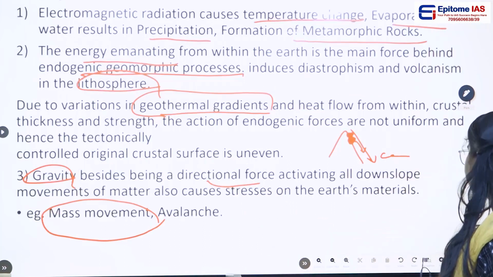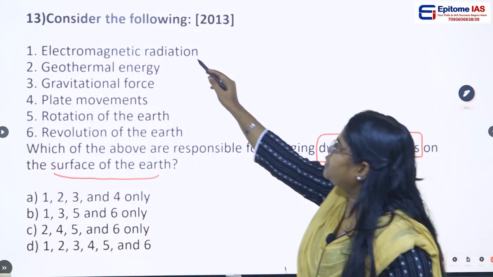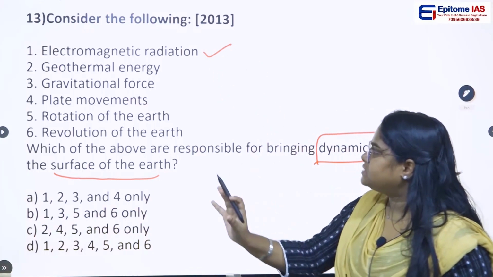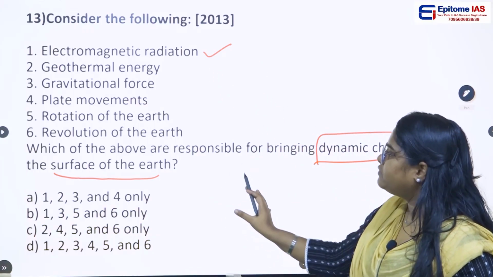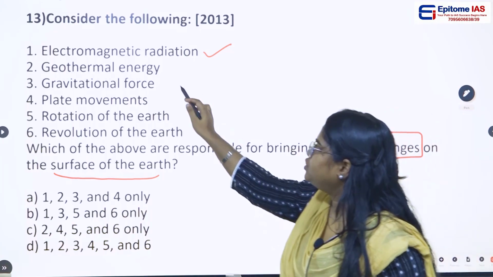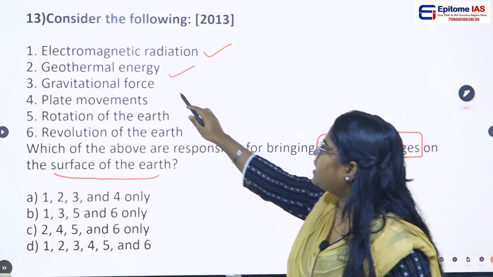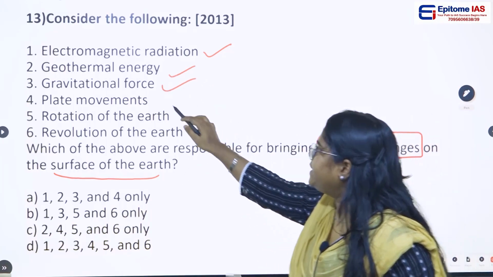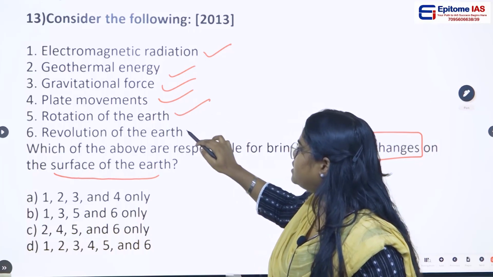So let us go back to the question. Electromagnetic radiation, yes, it is there. It is causing some sort of changes in the surface. Geothermal energy, yes. Gravitational force, yes. Plate movement, yes. Rotation, revolution.